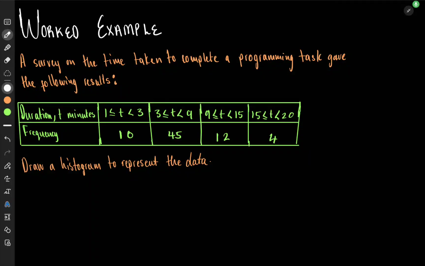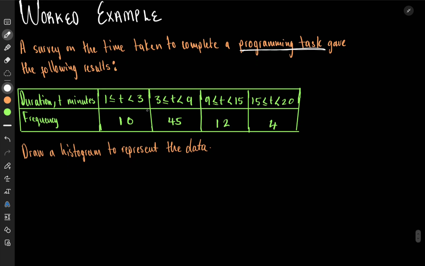Okay, so here's the question. It says: a survey on the time taken to complete a programming task gave the following results. So here is a survey on the time that was taken by people to complete some computer science programming task. We don't care what it really was, but here is what we've been given. Here is the data. So what we're looking at more is the table, right?